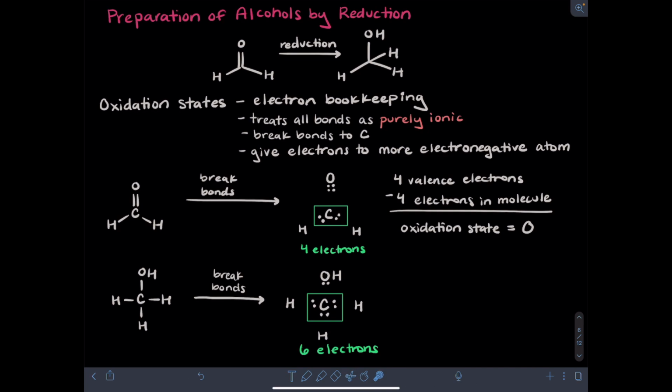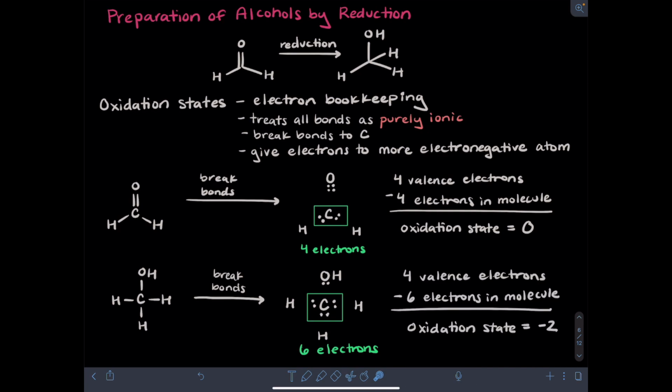And in this case, carbon has 6 electrons around it in the molecule. We would take the number of valence electrons for carbon, 4, and subtract the number of electrons around carbon in this molecule, 6. And we would get the overall oxidation state for carbon in this alcohol as being -2.